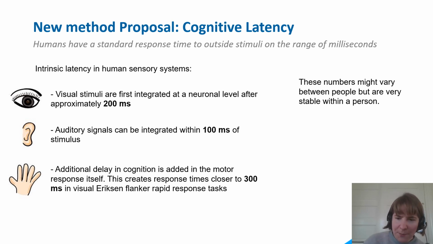These numbers might vary a little bit between people, but they are very stable within a person. Like if I take 200 milliseconds to respond to a visual stimulus, that is more or less my performance.